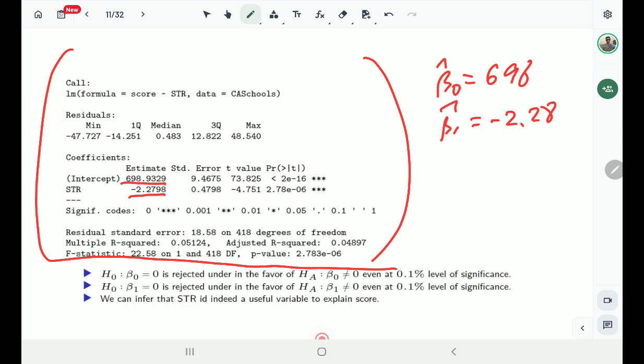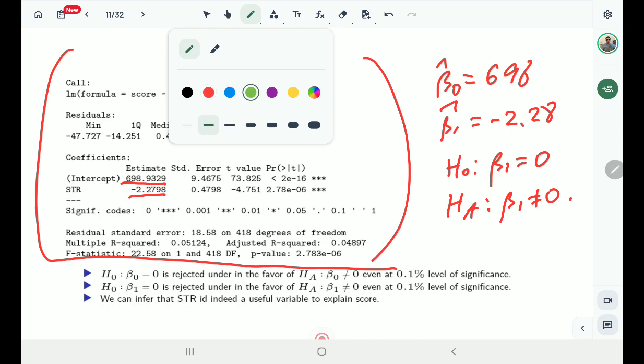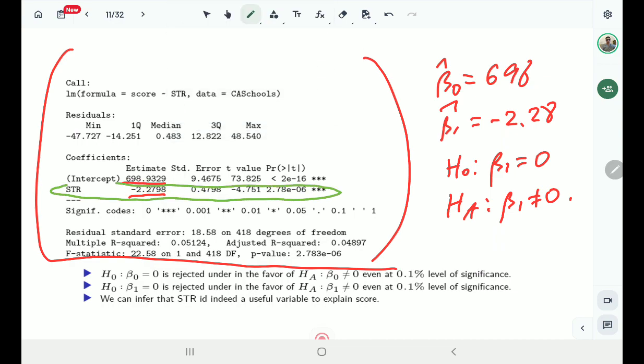And this built-in summary function actually reports the results of this hypothesis testing, that beta 1, the true value of the parameter, is equal to 0 in the population, and the alternative hypothesis is that beta 1 is not equal to 0. Now let's pay attention to the green circled row. This is the beta 1 estimate, the coefficient of the SDR variable. We got minus 2.28, and you can see that the t-value is greater than 2 in absolute value, so we have to reject the null hypothesis.